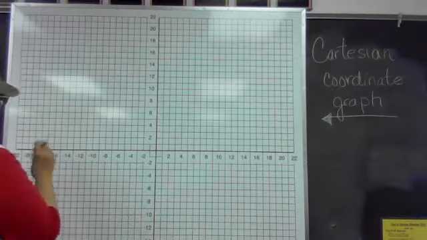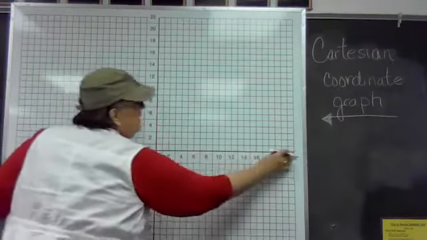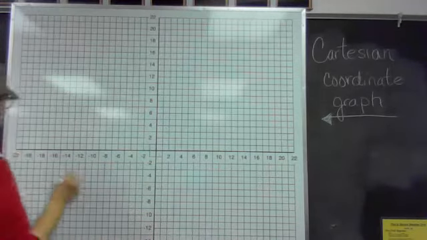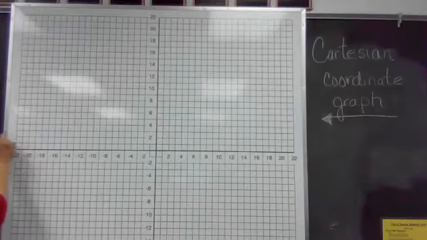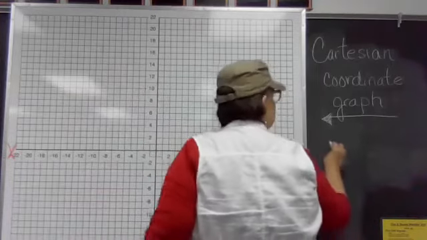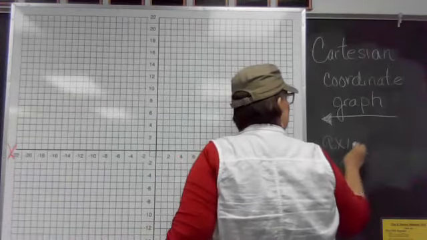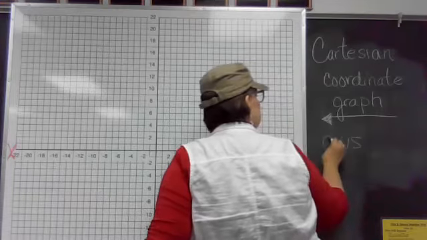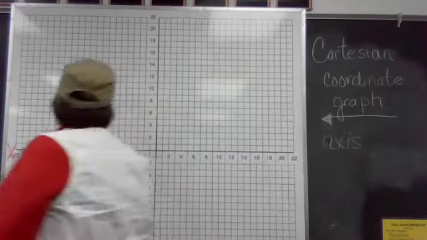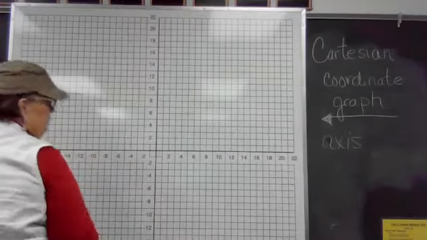Now, they decided to name these number lines so you will know the difference between the two. And they have named the horizontal axis. It's called an axis, and it's the x-axis. The x-axis. And similarly, they named this one the y-axis.